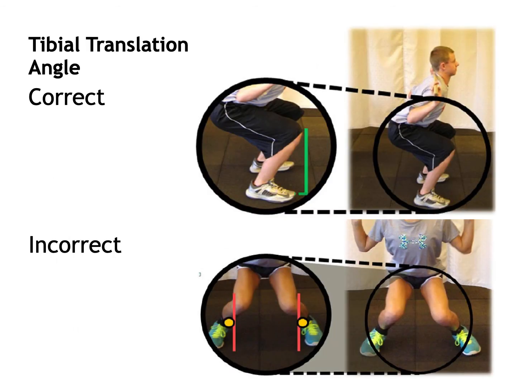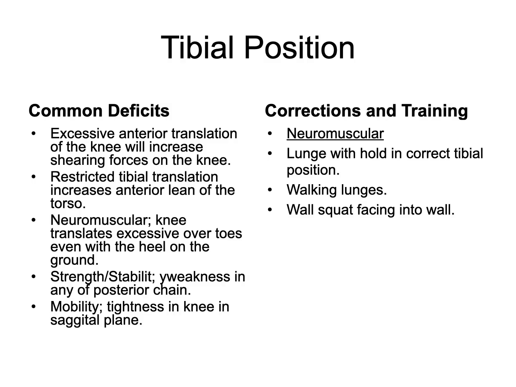As well as knee position, you've got your tibial translation angle. So really, that's your inward and outward rotation movement. And you want an adequate tibial translation angle. This is achieved via normal foot and ankle mobility. And as a general rule, the tibial angle should match the trunk angle.